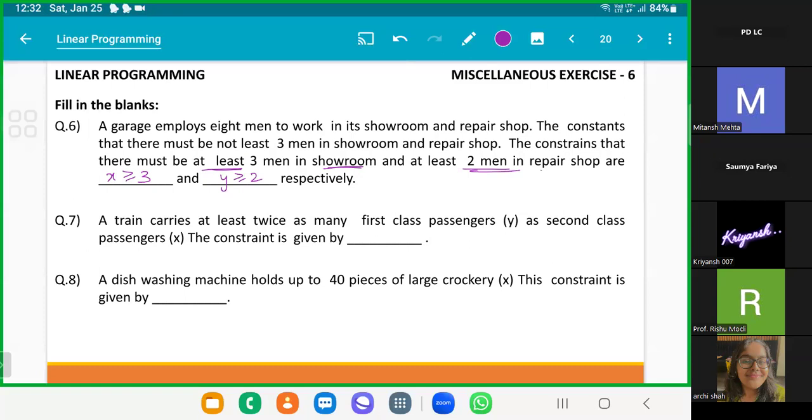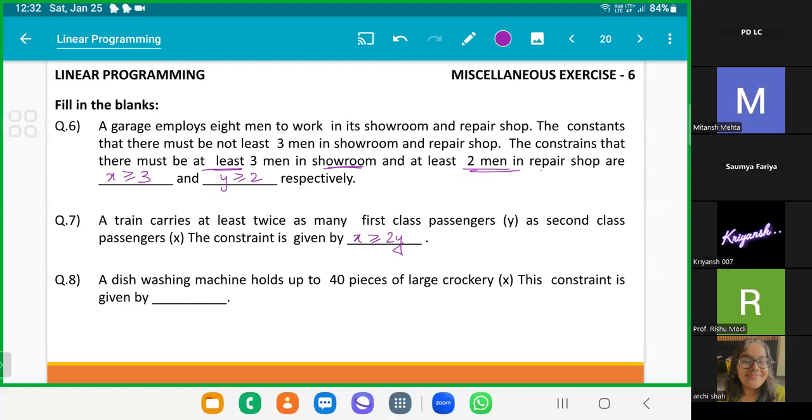Seventh one, a train carries at least twice as many first class passengers as second class passengers, which means your x is greater than equal to 2y. Okay, try to understand this. A train carries at least twice as many first class passengers as second class passengers. Right? So your x value will be greater than equal to 2y.